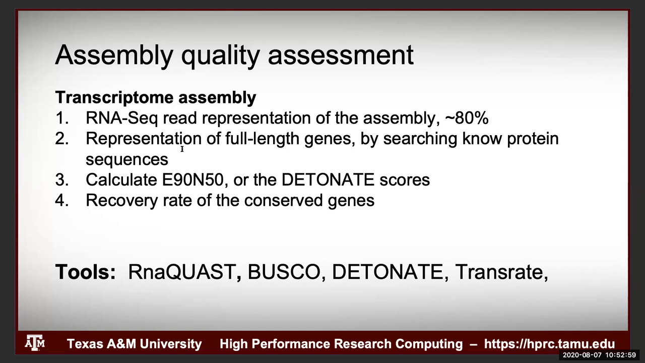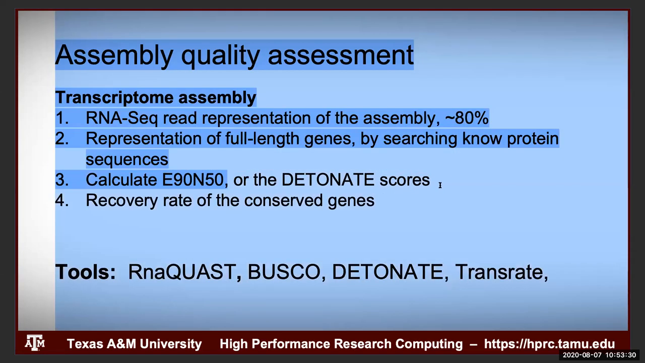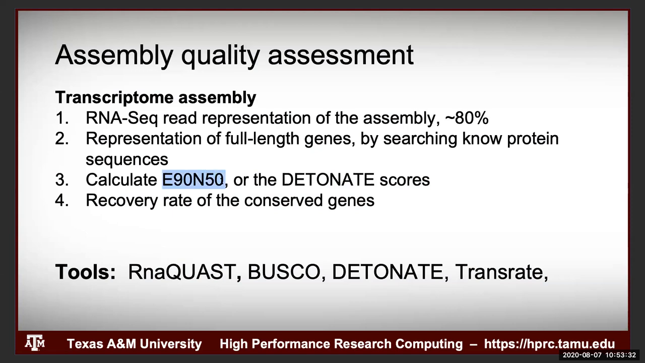The full length genes, so how many of them are there? If you don't have a different genome or something like that, it's okay. Let's say you are working on certain species, they have species-specific, like species-conserved genes. So we can take a look at only those conserved genes and figure out how many are full length, how many are fragmented, how many are complete. And you're going to calculate E90 and N50 or the Detonate score. Those are just some ways to estimate how good the assemblies are.